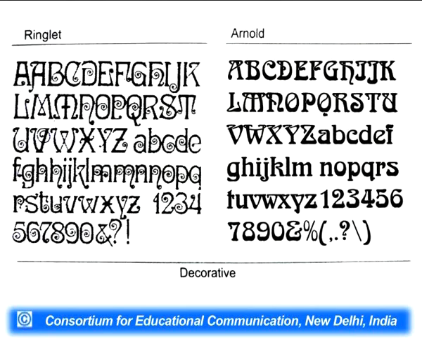This is a font, and within the font there is a family called Ringlet. And in this Ringlet we have got a particular size. We can change the size, we can make this bold, we can make that light, we can make them italics. Same with the case of other fonts. Another font, Arnold, is the name of the family. These are all in the group of decorative styles.